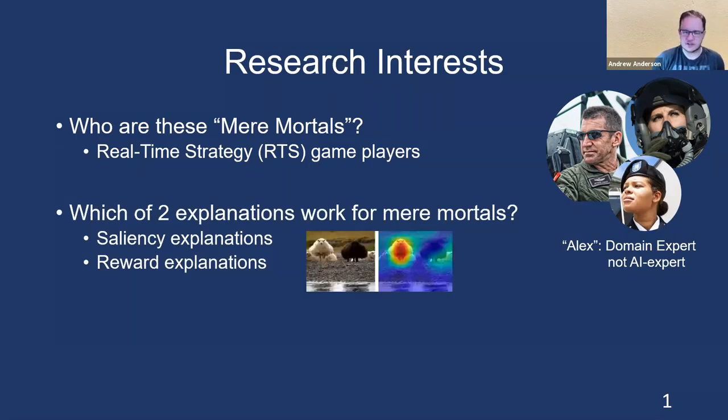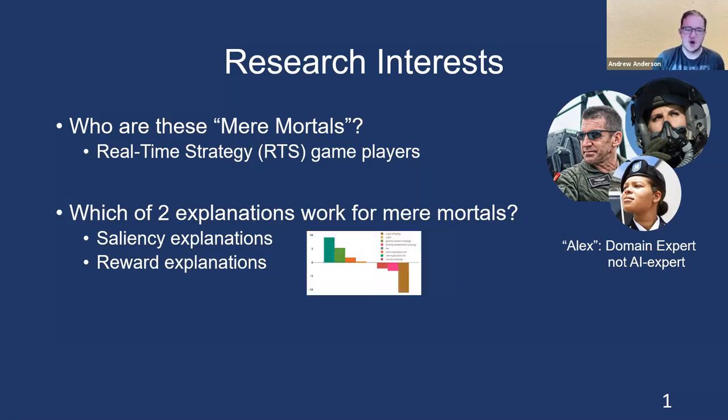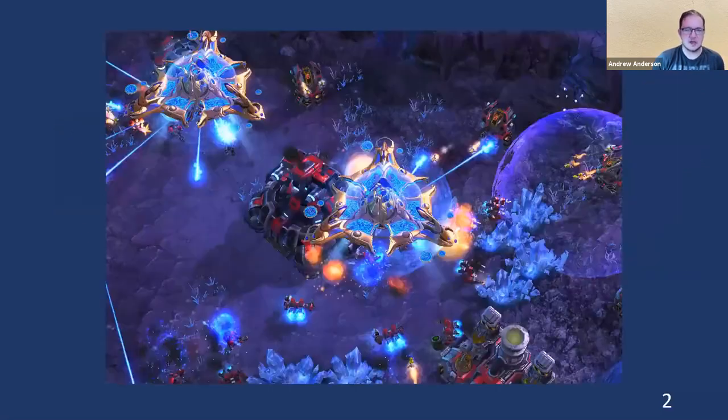Would it be a saliency explanation, so where the AI is looking when it's making its decisions, or a reward explanation, some calculated future score for an action it takes just now? For those not familiar with real time strategy games, this is StarCraft 2. It's a very busy environment and there's a lot of opportunities to miss information.